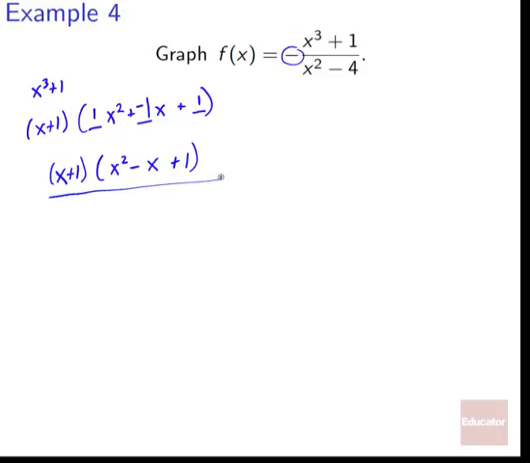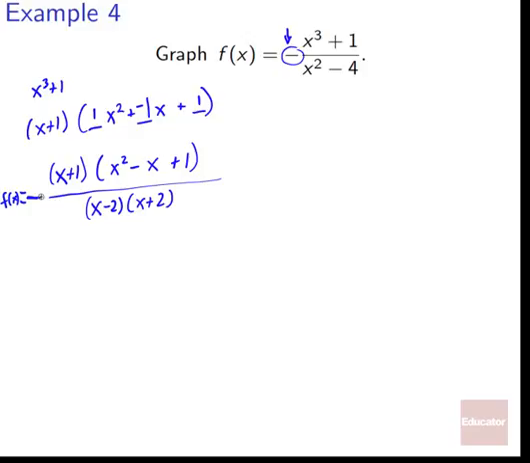How can we factor our bottom? For our rational function, that's going to break into x minus 2 times x plus 2. Remember, we had a negative sign out front in the beginning, so we've got a negative here still. So f of x equals negative x plus 1 times x squared minus x plus 1 over x minus 2 times x plus 2. Great, that's helpful.